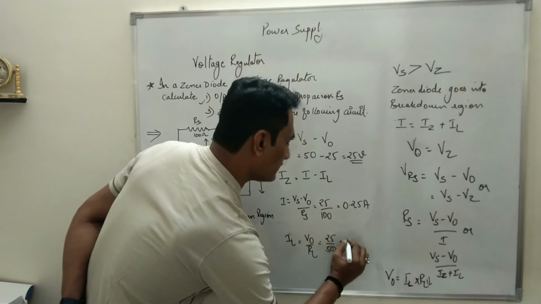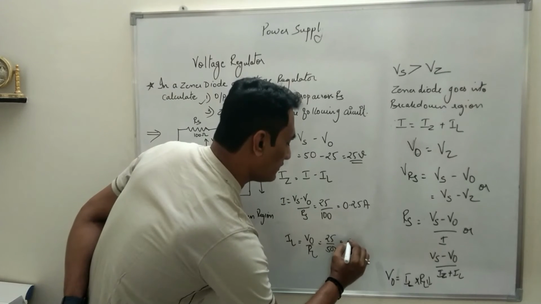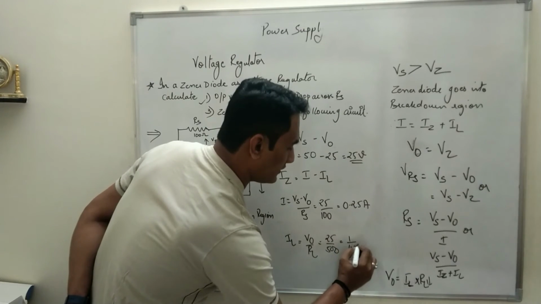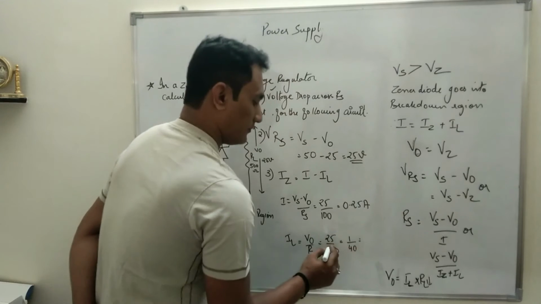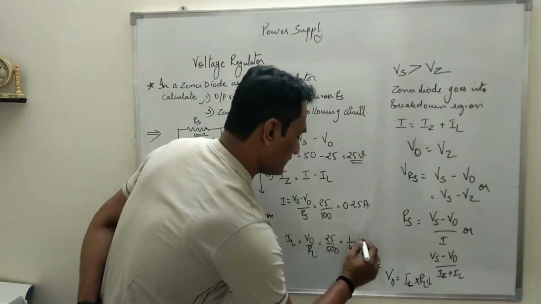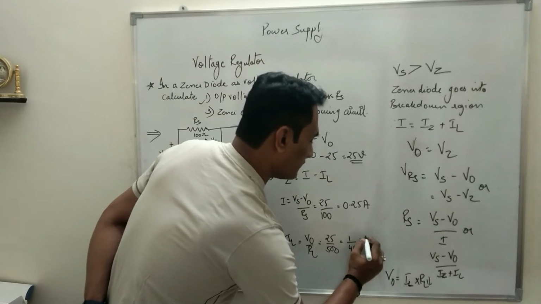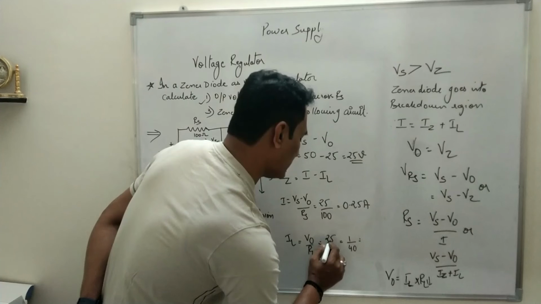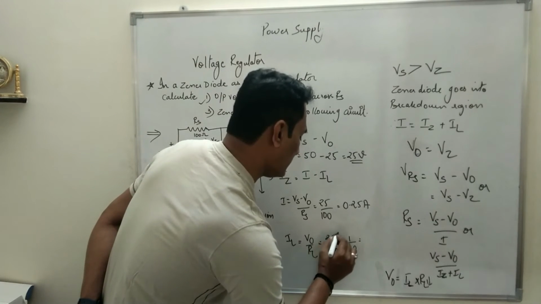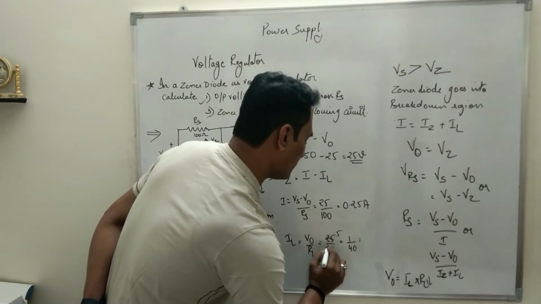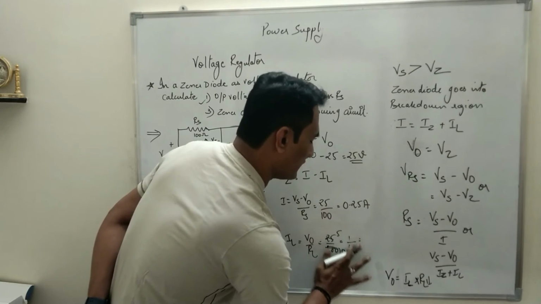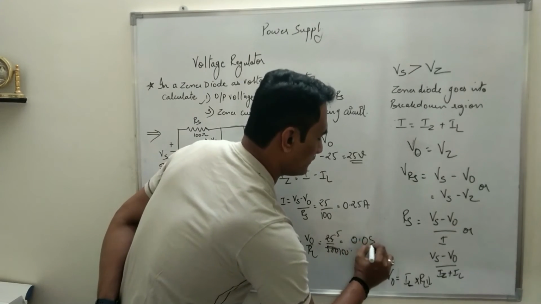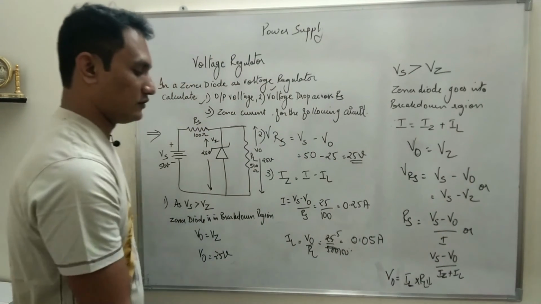This value will be 1 upon 40. Okay, 1 upon 40. That value will come out to be, or I will say 25, right? 5 by 100. Okay, so 5 by 100, this value will be 0.05 amperes. Okay, 0.05 amperes.